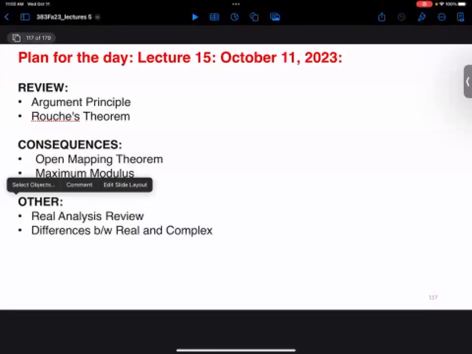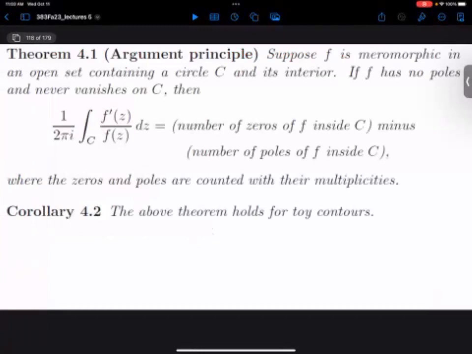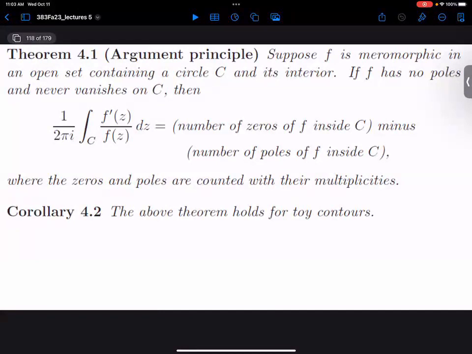Okay. So we had the argument principle, which was if we integrate f prime over f, and of course we multiply by 1 over 2 pi i, then this counts the number of zeros inside C minus the number of poles. So basically every zero is counted positively, every pole is counted negatively. What kind of number must this be? Integer, right? It is amazing the consequences we have from the fact that this must be an integer.